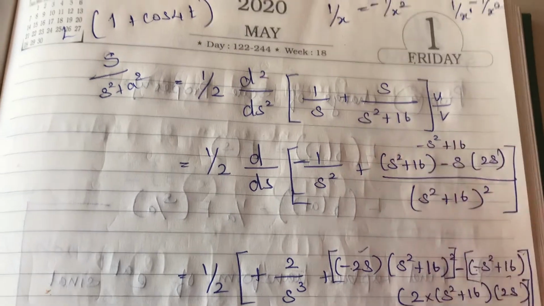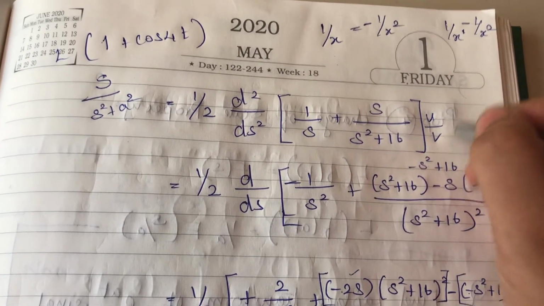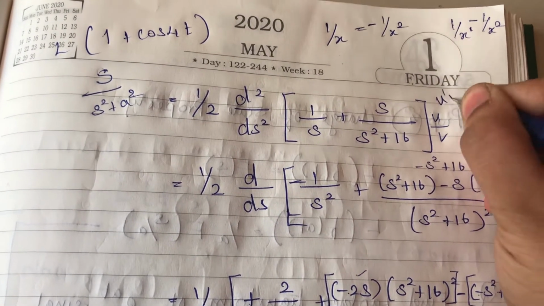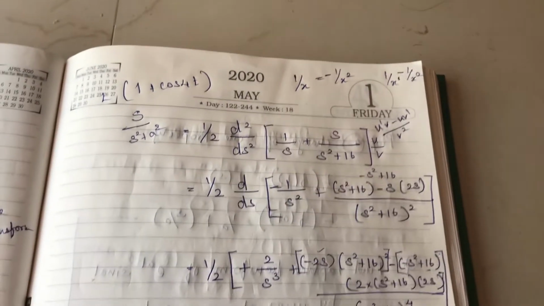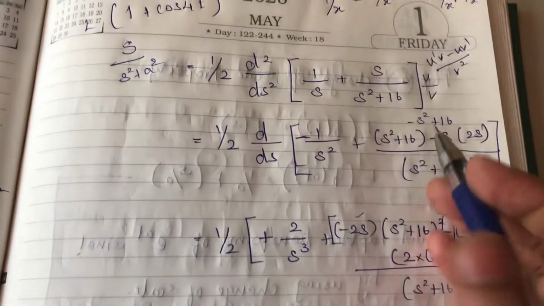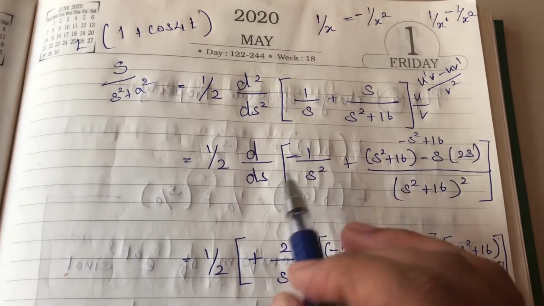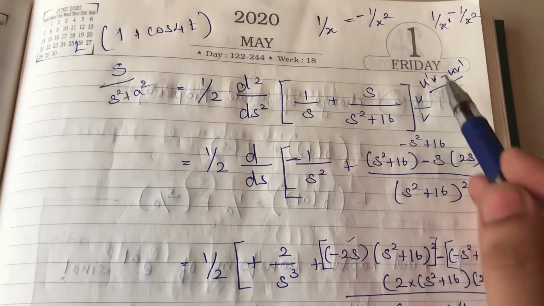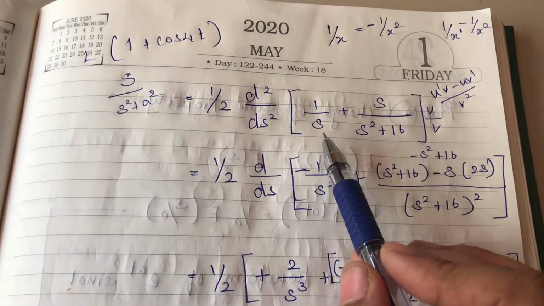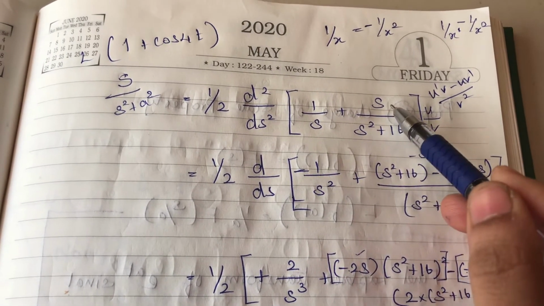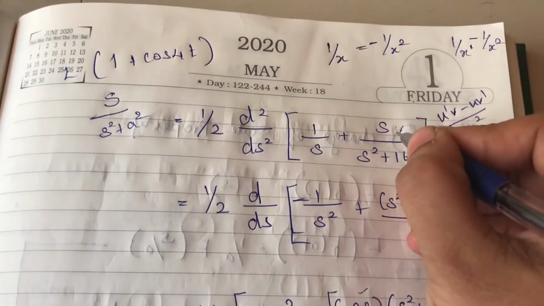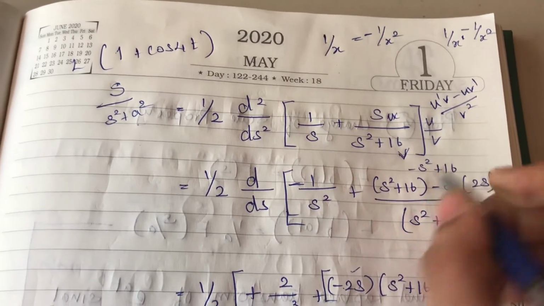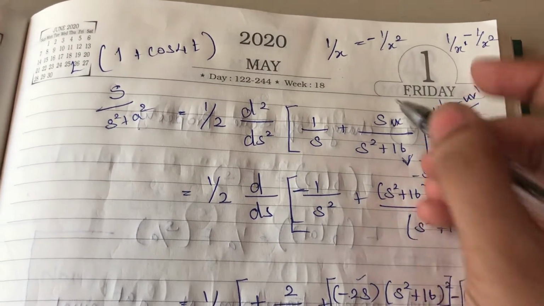After that plus, this is like u by v, right? So what is u by v? We need to do u dash v minus u v dash by v square. This is the formula for the differentiation. So I am writing u dash v, where I take this as u and this as v. So u dash means s will become 1.